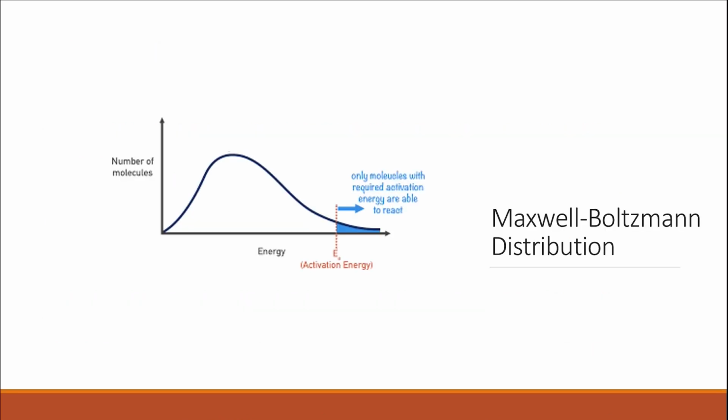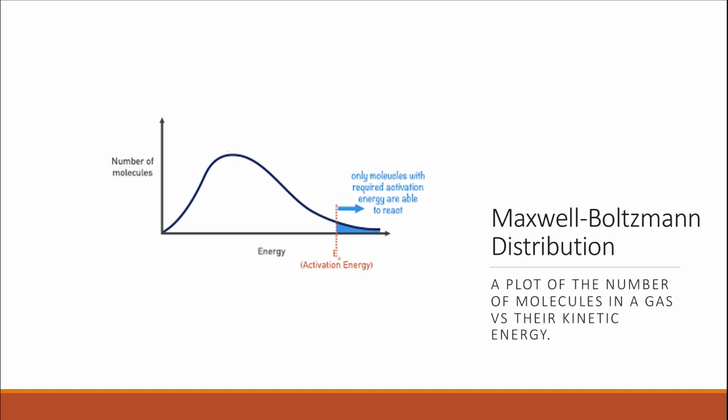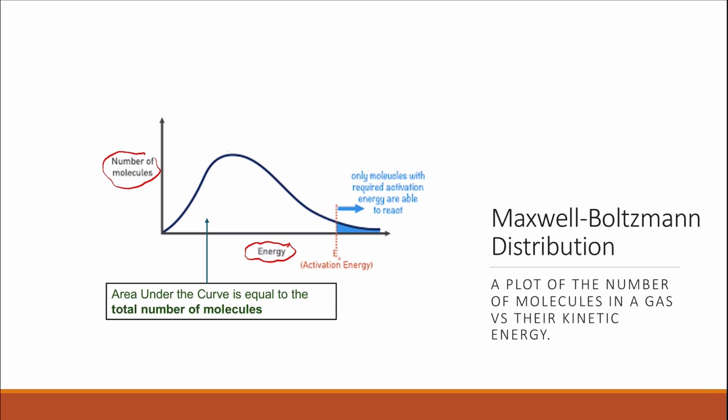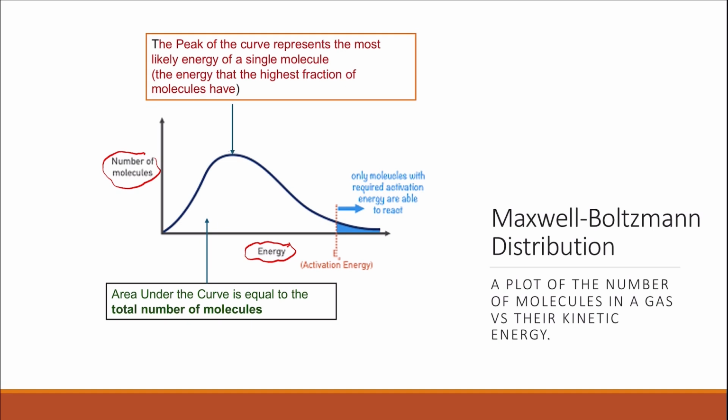So what's the Maxwell-Boltzmann distribution curve? This is a plot of the number of molecules in a gas versus their kinetic energy. On the y-axis we have the number of molecules, and on the x-axis we have the different kinetic energies of all the particles. The area under the curve is equal to the total number of molecules. And the top point here, or the peak of the curve, represents the most likely energy of a single molecule. So this is the energy the highest fraction of molecules will have.